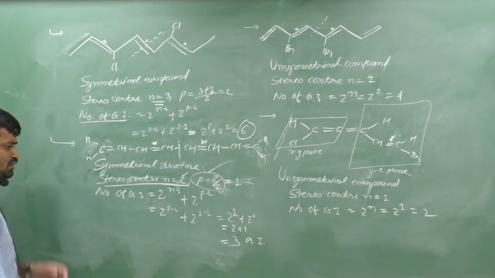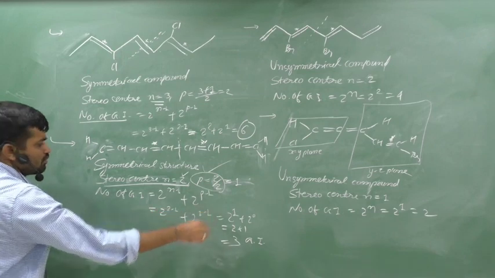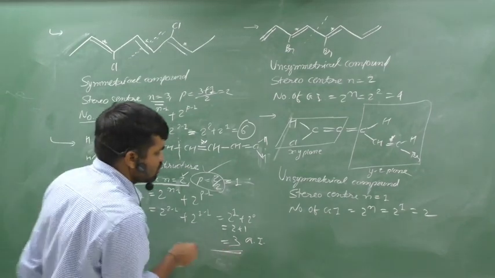It is a very easy thing. 2 raised to n minus 1 plus 2 raised to p minus 1, that is 2 raised to 2 minus 1 plus 2 raised to 1 minus 1, equal to 2 raised to 1 plus 2 raised to 0, equal to 2 plus 1, equal to 3.